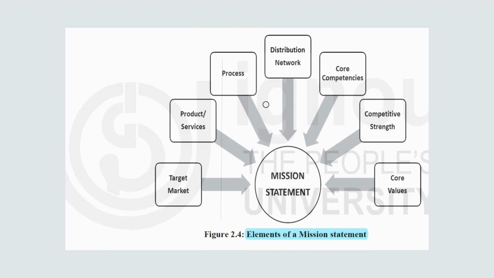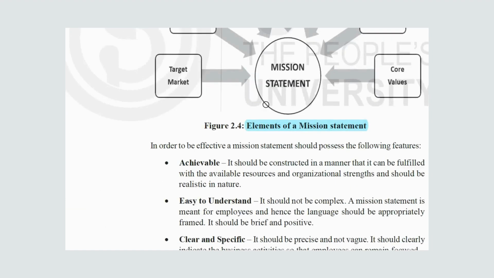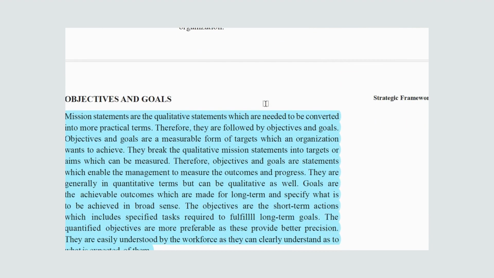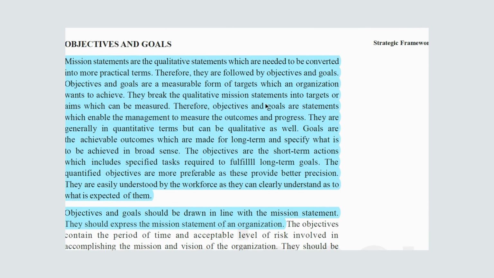Okay, so the mission statement, what are the elements of a mission statement? So target market, product or services, the process, distribution network, core competencies, competitive strength and core values. All these are elements of a mission statement. And how a mission statement can be converted into objectives or goals is shown in this unit. Okay, so let's see the notes.